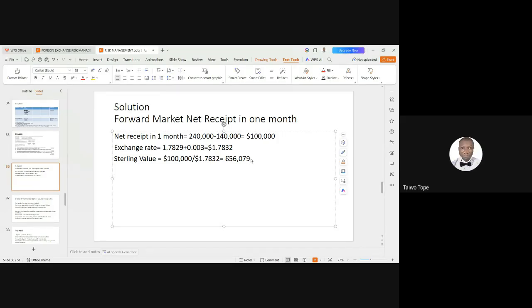In 3 months, the receipt will be 168,067. Yes, that is correct. So the receipt in 3 months. So the exchange rate will be what?